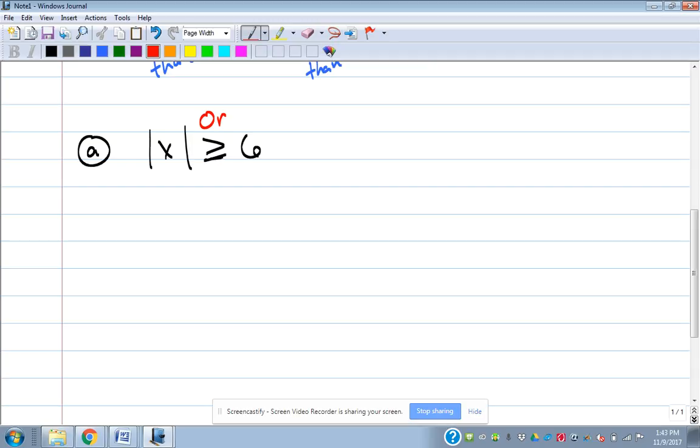Remember or problems yesterday, you had two inequalities with the word or between them. That's what you're going to have today. If it's greater than, it's an or problem. One of your inequalities is going to be x is greater than or equal to 6, just like this but without the absolute value marks. On the other side of the or, you're going to have x, and then you flip the symbol and change the sign.